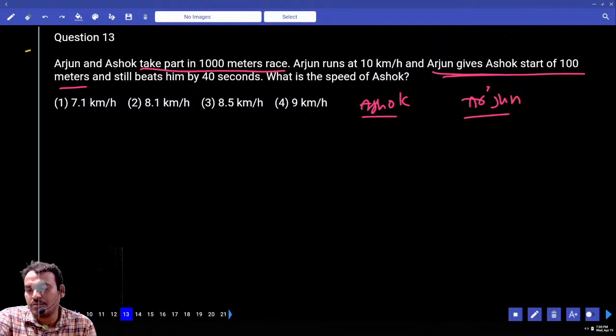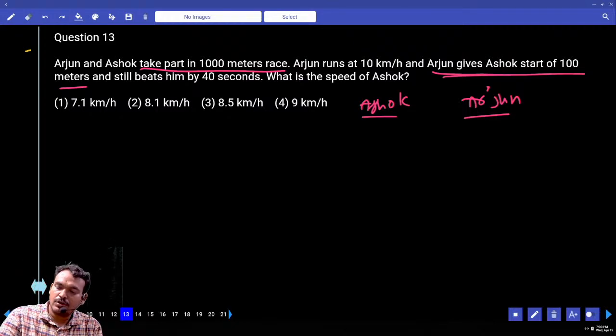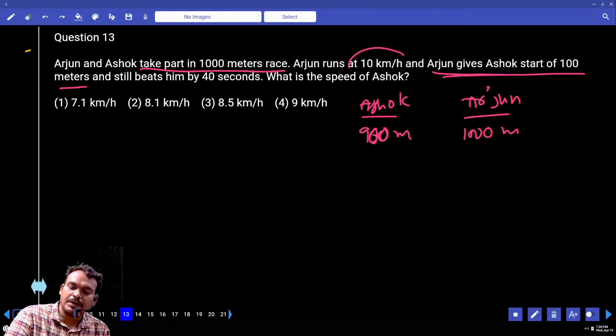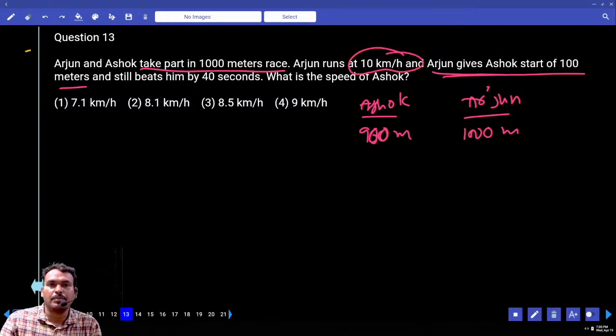Arjun gives Ashok a start of 100 meters. That means Arjun runs how many meters? 1000 meters. And Ashok? 900 meters. What is Arjun's speed? 10 km per hour. What is Arjun's distance?